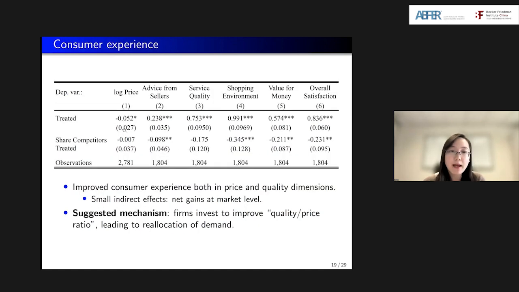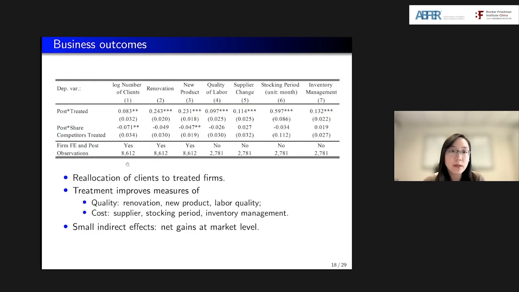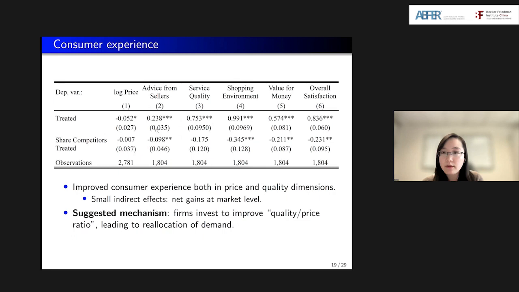In the next table, we look at the impact on prices and consumer evaluation. Column 1 suggests that there's a negative impact on price, meaning that the treated firms actually managed to reduce their prices. This could be driven by cost reduction because of supplier switching, the increase in the stocking period and the discounts they receive from the new supplier, and also the fact that they do inventory management. And also, according to the consumer satisfaction survey, there seems to be improved consumer experience among the treated firms. So this suggests one potential mechanism of the effect, which is that firms tend to use the loan to make investments and improve the quality to price ratio, and this led to the reallocation of demand.